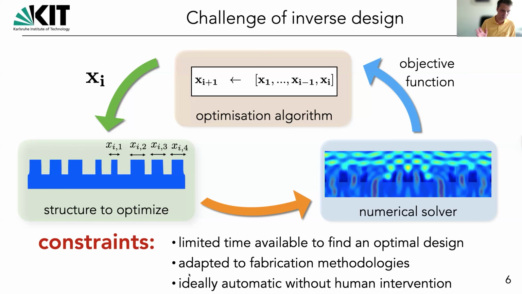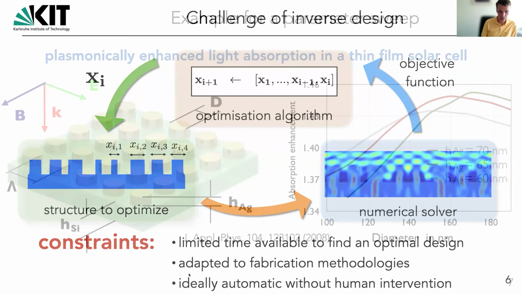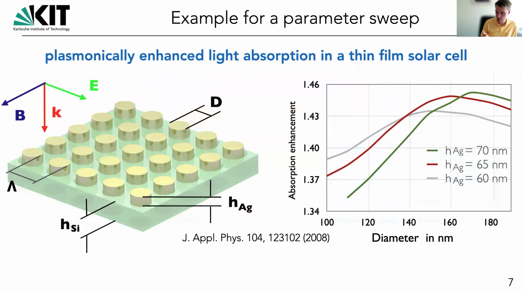And another constraint, which is maybe more philosophical, is that ideally we would like to have this without human intervention, in the sense that we would like to be open also for solutions that we have not foreseen based on our intuition that was developed from looking into these systems many, many times. And the way we solve that optimization problem can be done in many different ways.